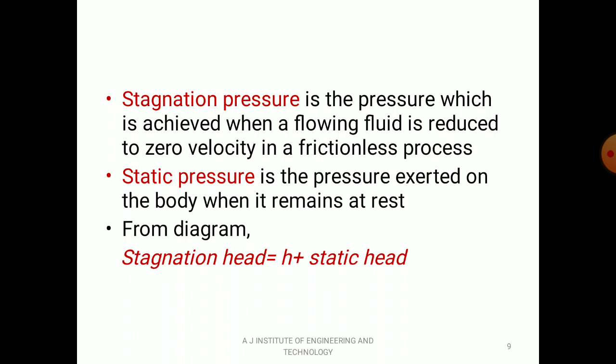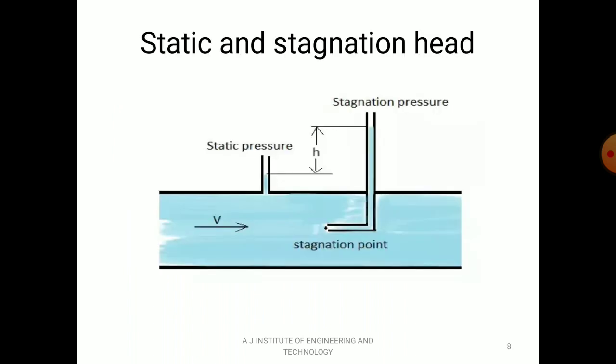So from the diagram, we can see that stagnation head equals the rise of liquid level plus static head. You can see there stagnation pressure, stagnation head, we are balancing head here. Stagnation head equal to small letter h plus static head. So you can write h stagnation equal to small letter h plus h static. So there's a balance. You have to remember that stagnation head equal to h plus static head.